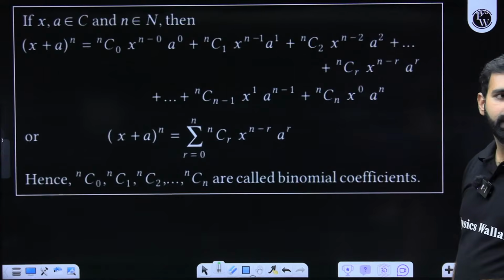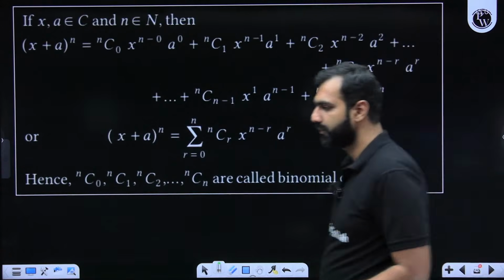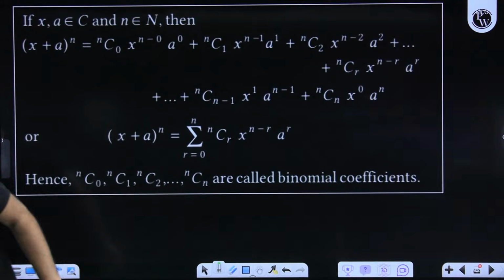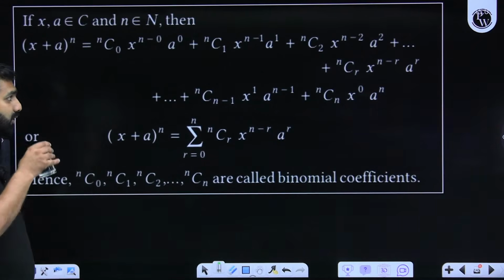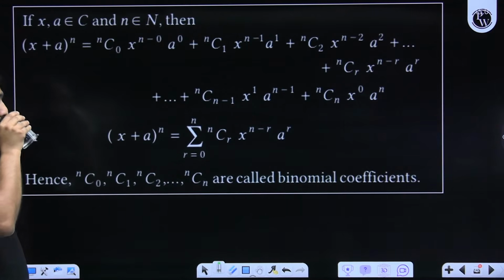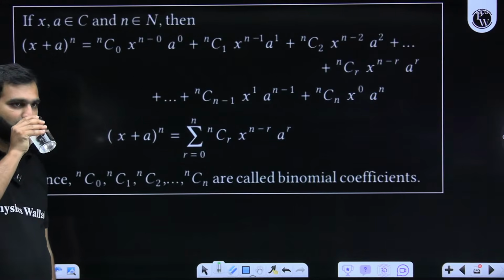This is called the binomial expansion. How do we use it? Just give me a second, everyone. How do we use this binomial expansion, students? Have a look at it once.